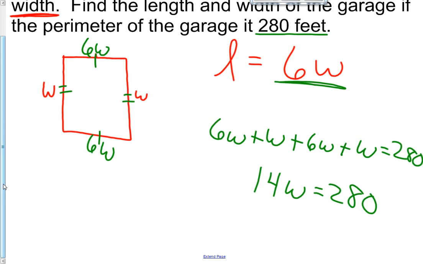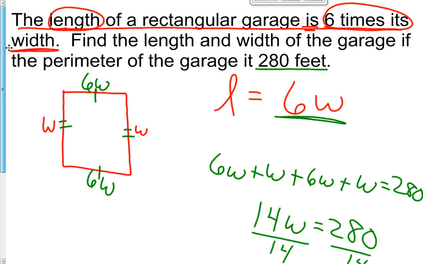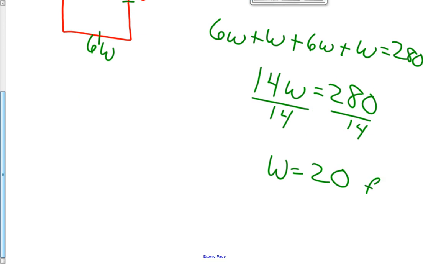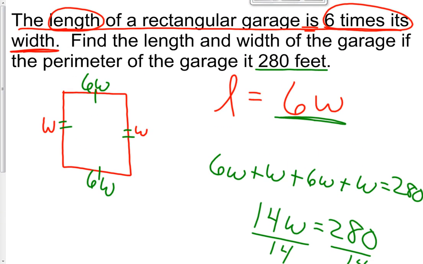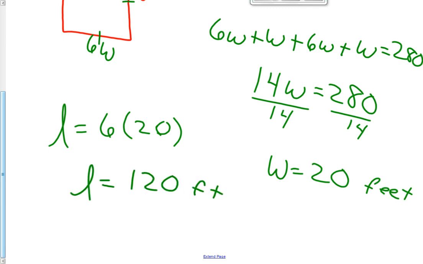And then to solve for the width, I simply divide by 14. So 280 divided by 14, the width is 20. And our units, we're talking feet, aren't we? Yes. So the width is 20 feet. So going back to my instructions, it says find the length and find the width. So if the width is 20, the length is 6 times the width. So it would be 6 times 20. So the length is 120 feet.